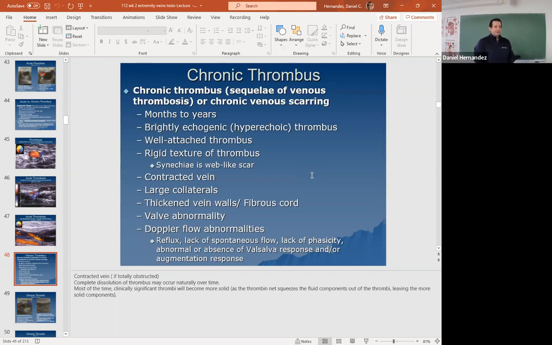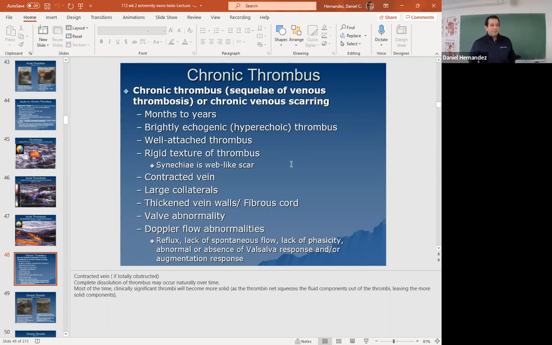Veins that have chronic DVT are typically contracted, and there's typically the presence of large collaterals. Because that vein is contracted, the body still needs to get that blood flow back up to the heart. So patients that have chronic DVT will typically have large collateral vessels within the area. The vessel walls are typically thickened, and we can see the presence of fibrous cords.